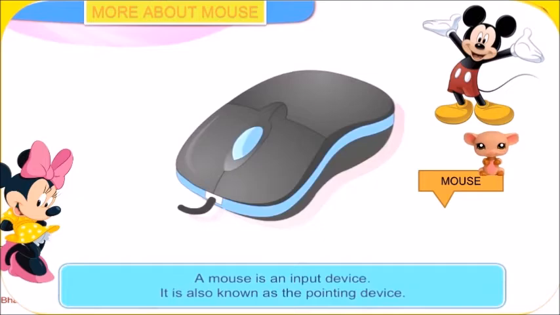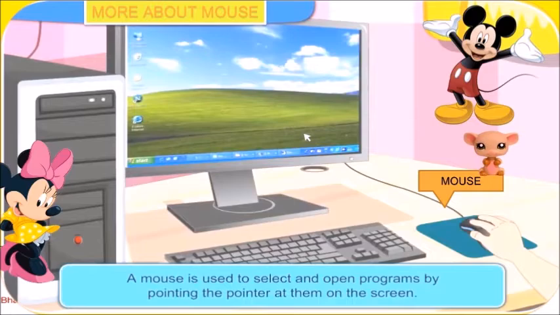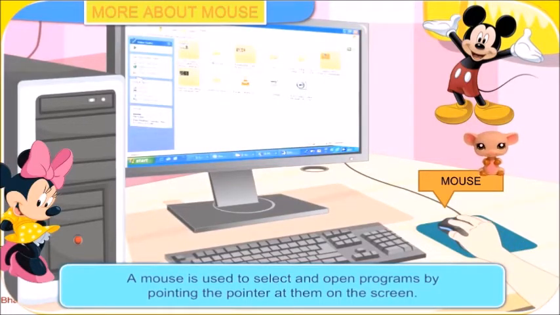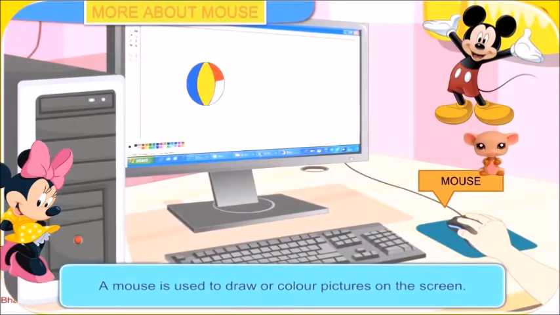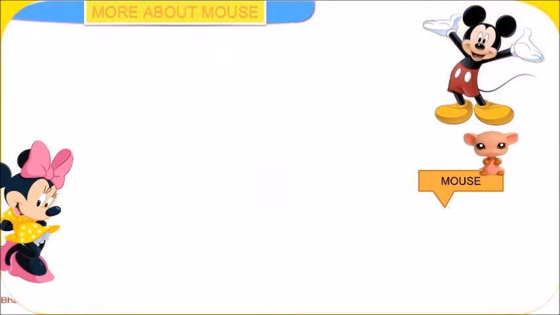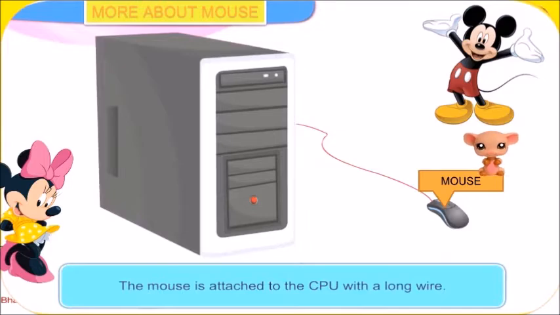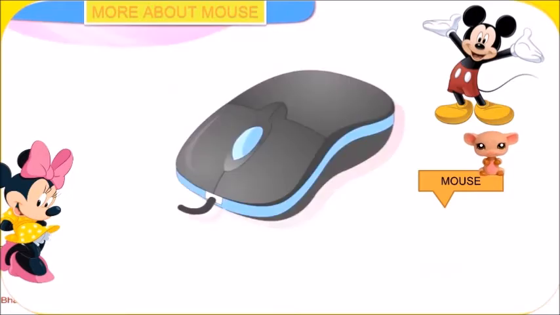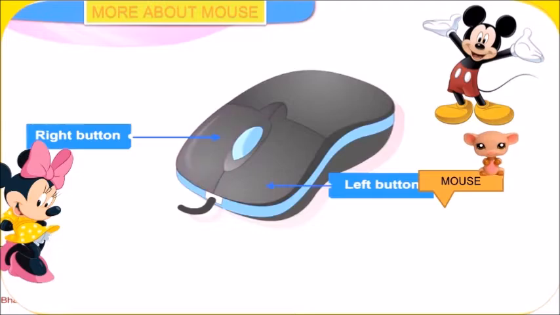More about the mouse. A mouse is an input device. It is also known as a pointing device. A mouse is used to select and open programs by pointing the pointer at them on the screen. A mouse is used to draw or color pictures on the screen. The mouse is attached to the CPU with a long wire. The mouse has a left button, a right button and a scroll wheel in the center.